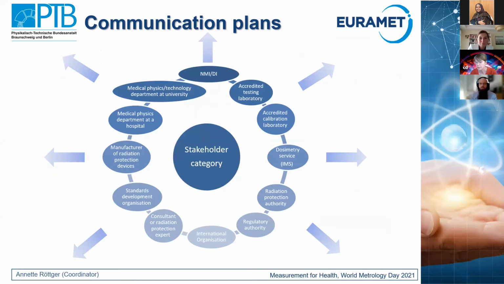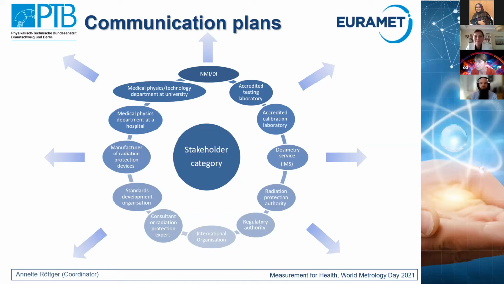And of course, we need to extend our discussion to you and to everybody who is involved in radiation protection. And this is quite a large group. So we have not only NMIs and DIs, we also have the accredited testing and calibration laboratories, dosimetry, the authorities for radiation protection, the regulatory authorities. We have international organizations like the Agency, the ICRP or ICRU.